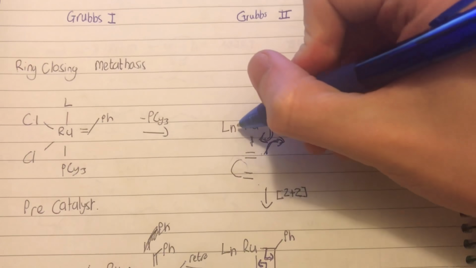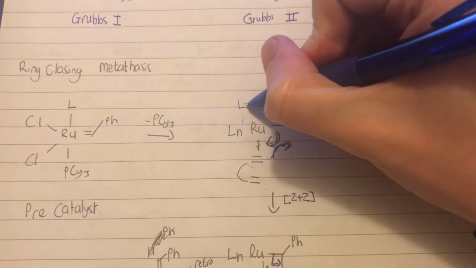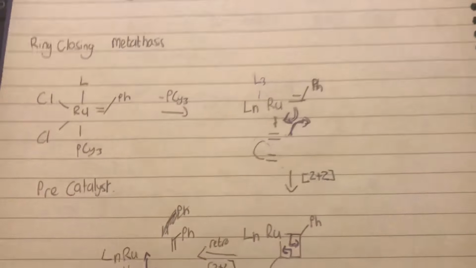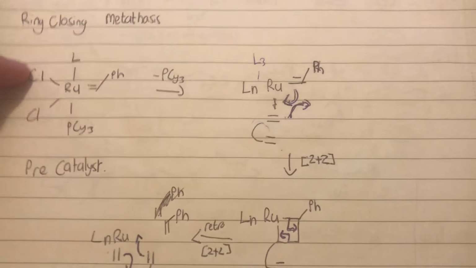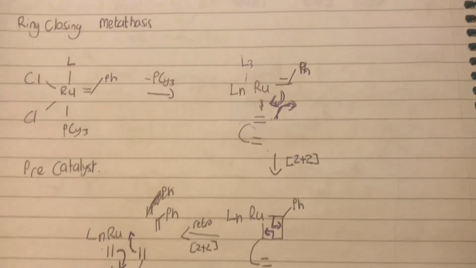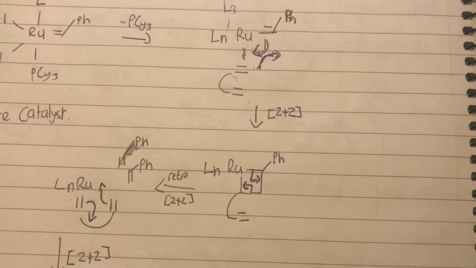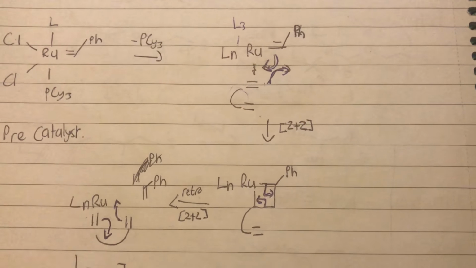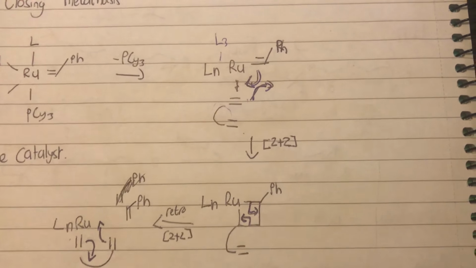Now Ln corresponds to basically L3, we've got 3 ligands there, so we've obviously got Cl, Cl and L, that's 3 ligands. That's pretty much what Ln stands for. You can have more ligands around a Grubbs catalyst, I suppose. I think that could be the case, but for the cases I've seen, I've not actually seen that happen, so that's what we have there.